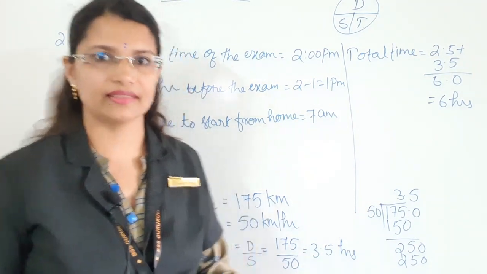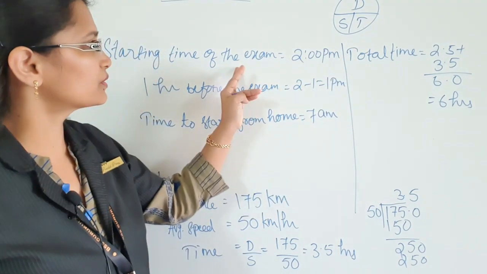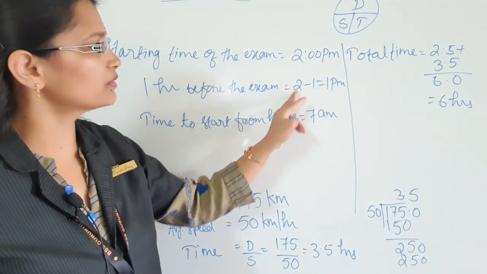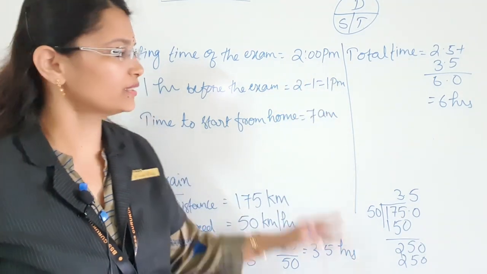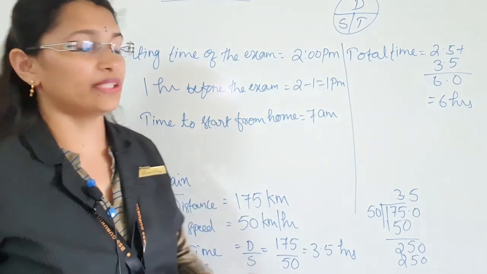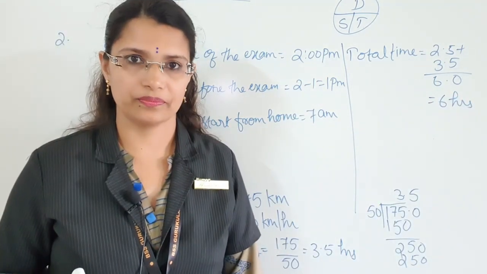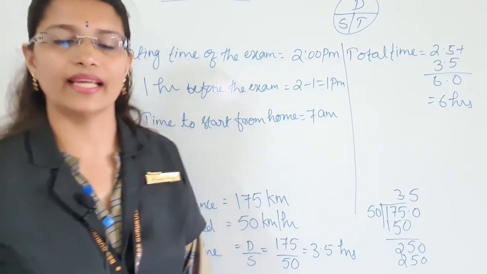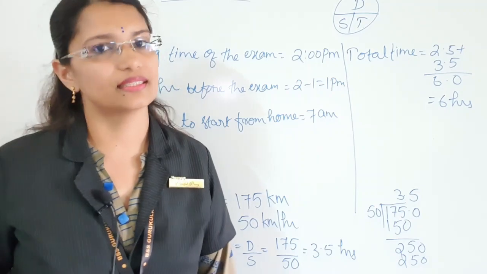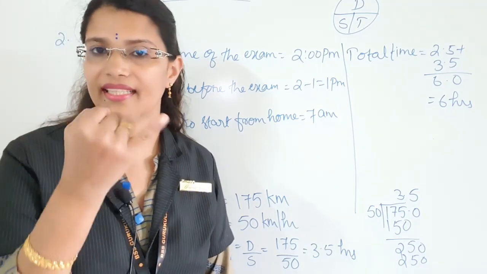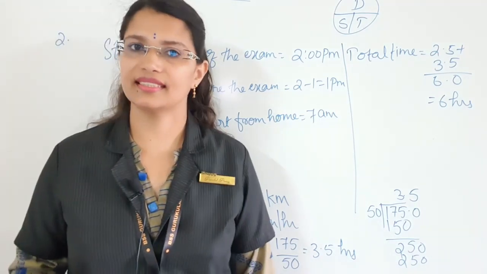Is this clear, children? So total time is 6 hours. So to reach school 1 hour before means 2 p.m. minus 1, that is 1 p.m., right? So from 1 p.m. count 6 hours backwards. That means 7 a.m. So she has to start from home at 7 a.m. So after 7, 8, 9, 10, 11, 12, 1. Okay, is this clear, children?